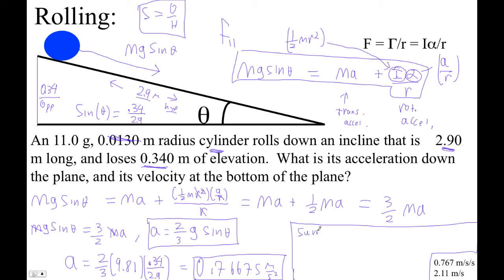The last step is SUVAT for v. So v squared is u squared plus 2as. It's always this formula, because we know the length of the plane. So v squared is 0 squared plus 2 times 0.76675, and then how long is our plane? 2.9. So I'm going to go square root of 2 times the answer I just got times 2.9. I get 2.1088.